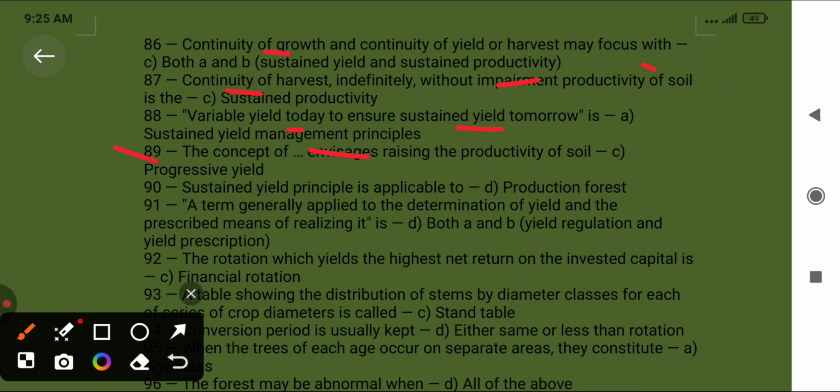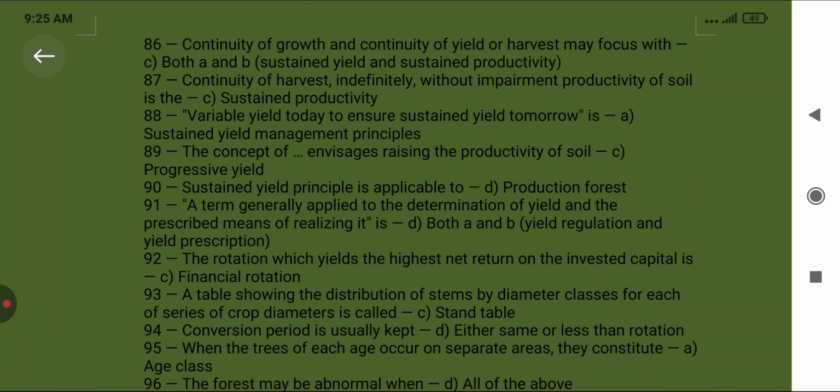The sustained yield principle is applied to the production function of forest. A term generally applied to the determination of yield and the prescribed means to realize it is both yield regulation and yield prescription. The rotation which yields the highest net return on the investment capital is the financial rotation.